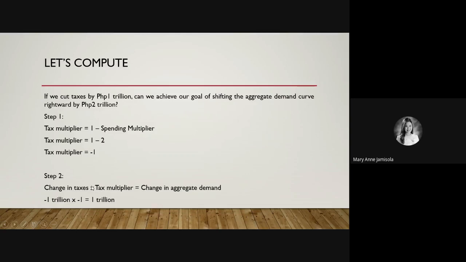So, what is the answer here? If we cut taxes by 1 trillion, can we achieve our goal of shifting the aggregate demand curve rightward by 2 trillion? The answer is no, because as we have found out here, the 1 trillion cut in taxes would only impact 1 trillion in the change in aggregate demand. We did not achieve our desired shift in the aggregate demand curve by 2 trillion.